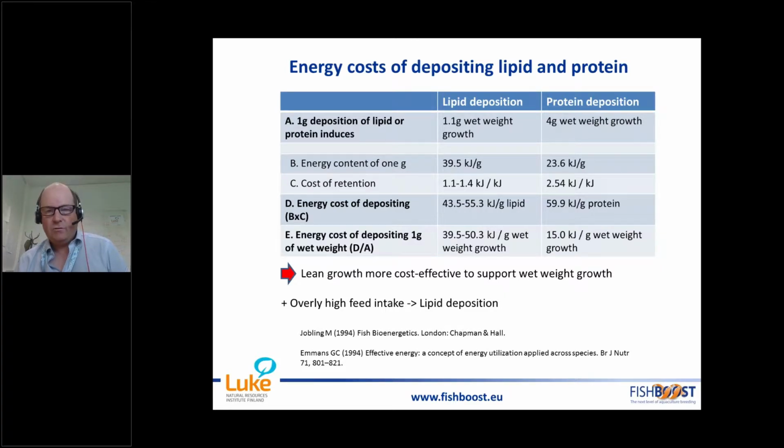But when we take into account that we are looking for the wet weight growth, which is what we are after, then on the wet weight basis, the protein deposition is more cost effective. So the body growth is supported better with the protein deposition. And also with very, very high feed intake, as we know in animals, also in fish, we tend to get much, much more lipid deposition. So there's a physiological kind of reasoning that for wet weight growth, protein deposition is more efficient.